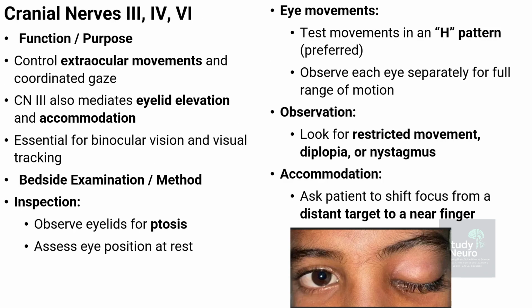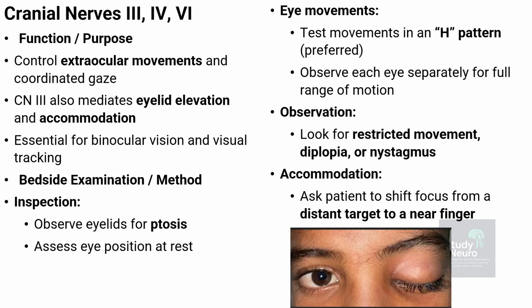Cranial nerves 3, 4, and 6 work together as the oculomotor complex to control eye movements and coordinated gaze. Cranial nerve 3 also plays a key role in eyelid elevation and accommodation, making these nerves essential for binocular vision and accurate visual tracking. Examination begins with simple inspection.